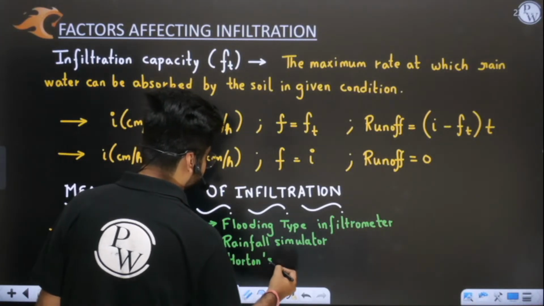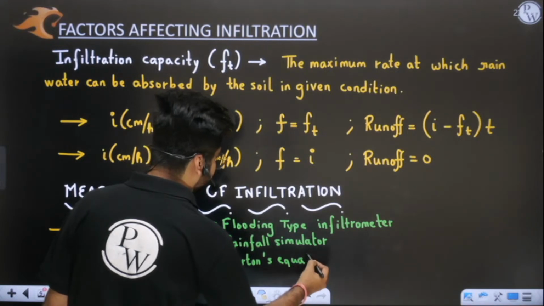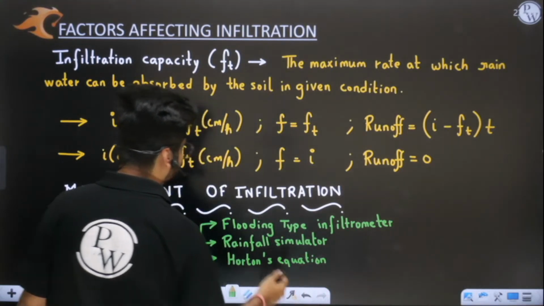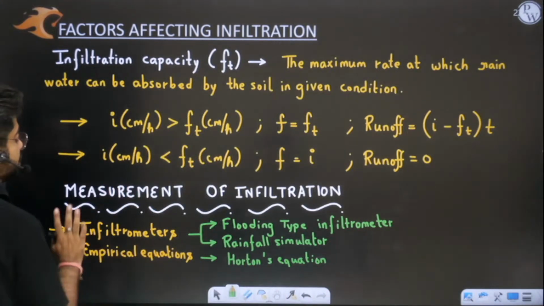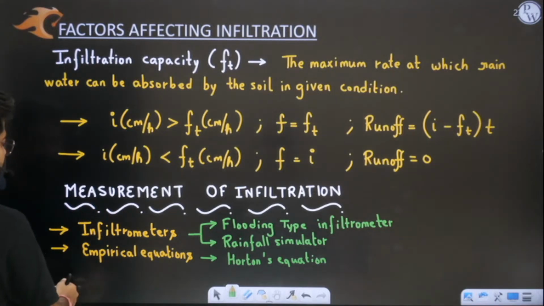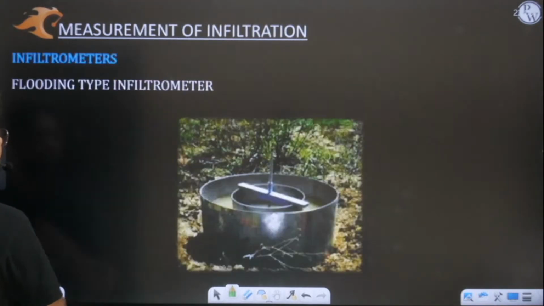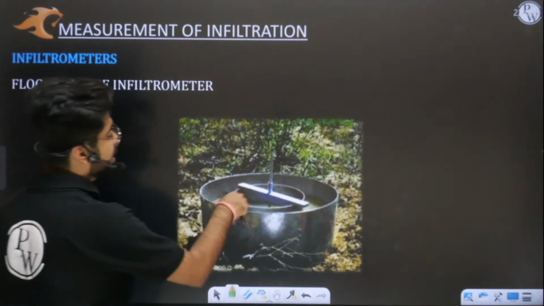Now we will discuss first infiltrometers, then the empirical equation. In infiltrometers we have 2. The very first one which you can see here is the flooding type infiltrometer.